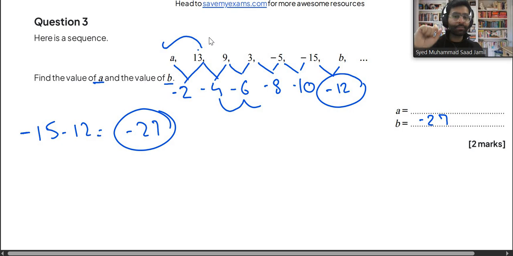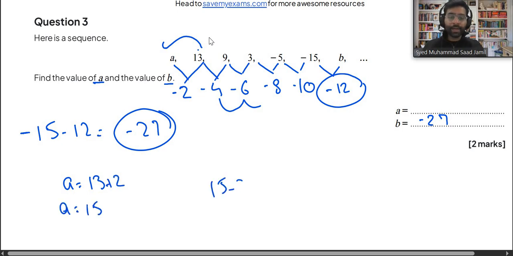No problem. This is the mistake students will make. They will do 13 minus 2. But we are not going backwards. We are going this side, leftwards, not rightwards. So this actually means 13 plus 2. So that's 15. If you do 15 minus 2, then you get 13, this number. So the value of a is 15.